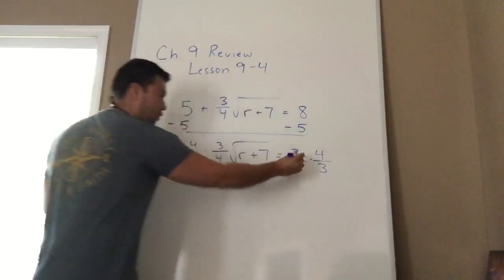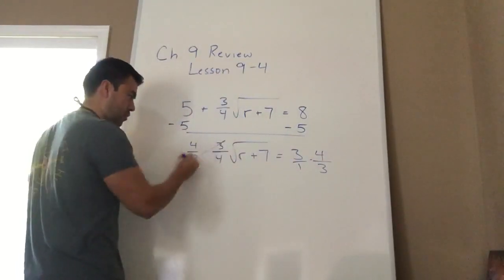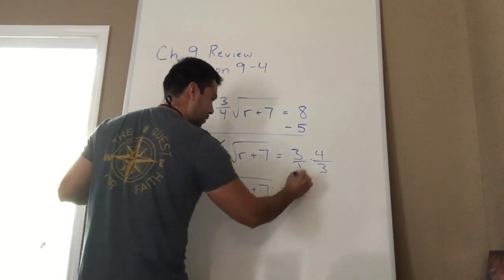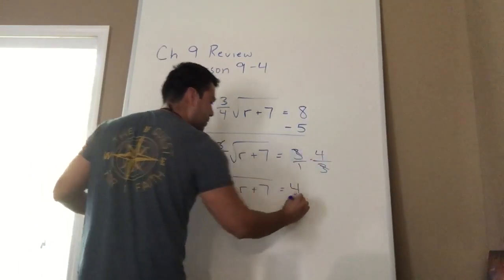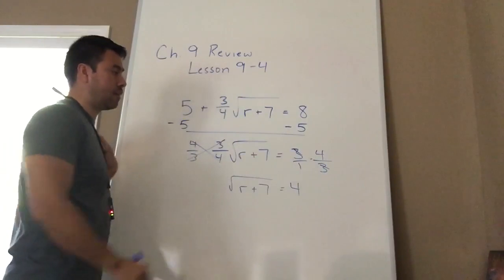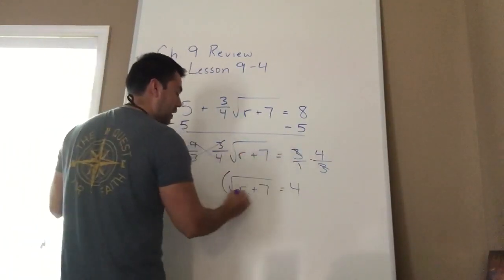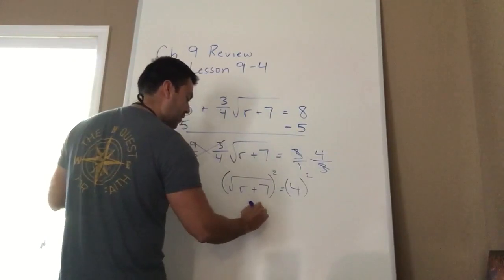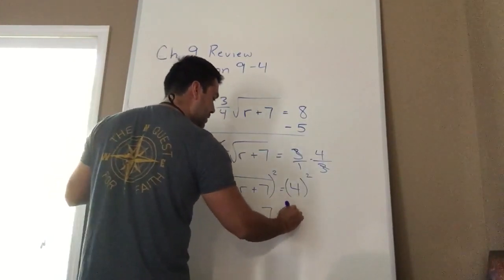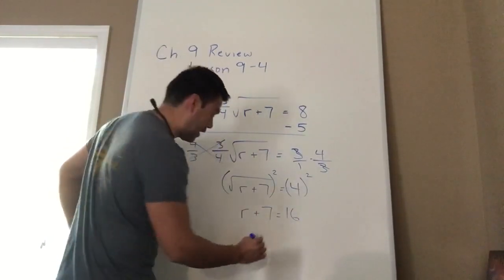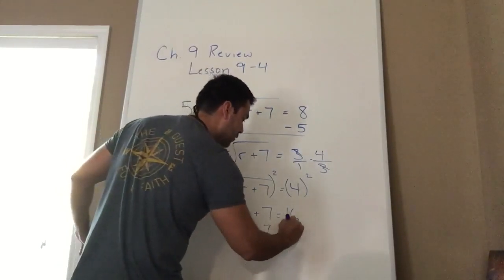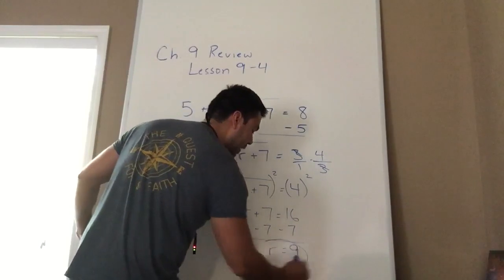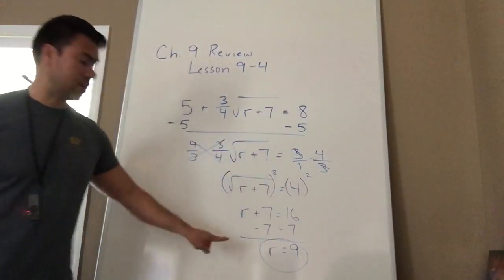So you'll get 3 over 1 times 4 over 3. Well, that cancels those out. The square root of r plus 7 equals, and then thankfully that cancels out. I'm left with 4 if I multiply these two out. Then I'll square both sides, and I'll be left with r plus 7 equals 16. And then I will subtract 7 from both sides. r equals 9.